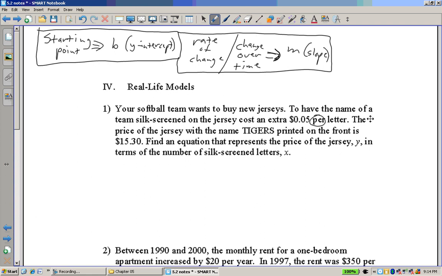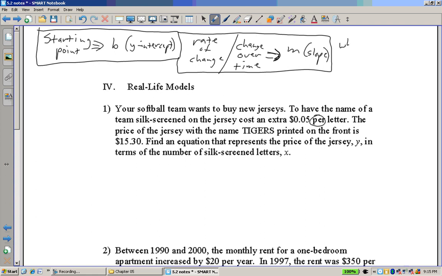When you get this concept of change over time, the rate of change, that is the slope. And as I look through here, an extra 5 cents per letter. So the more letters I get, the more expensive it's going to be. 5 cents for each one of those. That actually fits this. This is this 5 cents per letter. That's going to be my slope because it tells me how the cost of the silk screen jersey is going to change over time. So that's going to be my m.